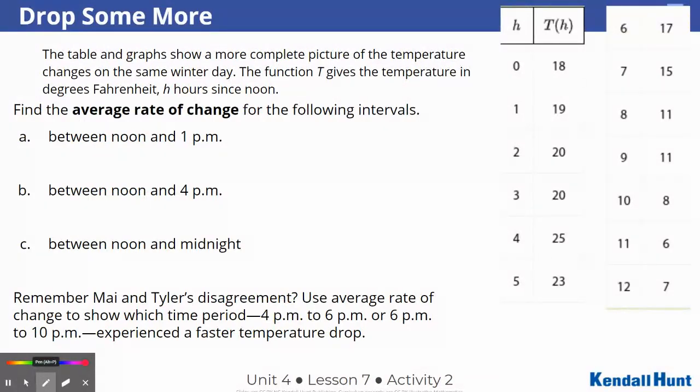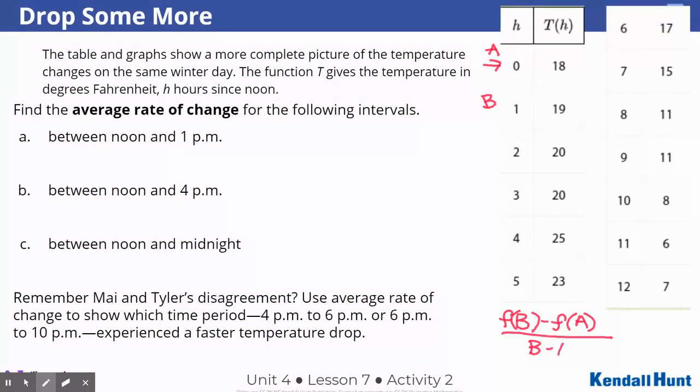The first one is between noon and 1 p.m. So we're going to be looking at noon, which on our table would be 0. So (0, 18) represents our point A. And then 1 p.m. is going to be our point B. So we are going to plug it into our formula. And your formula, I'll write it down here, is f(B) minus f(A) divided by B minus A.